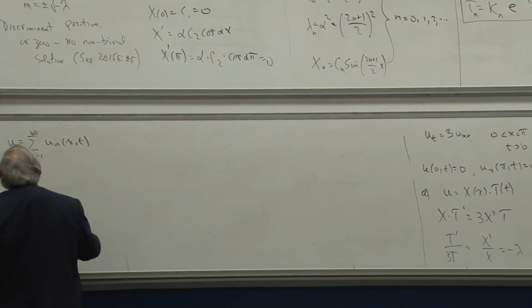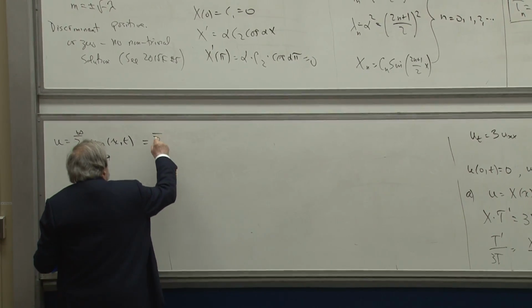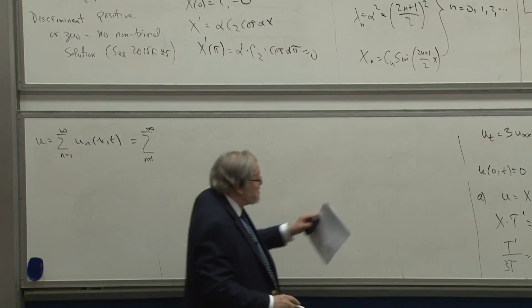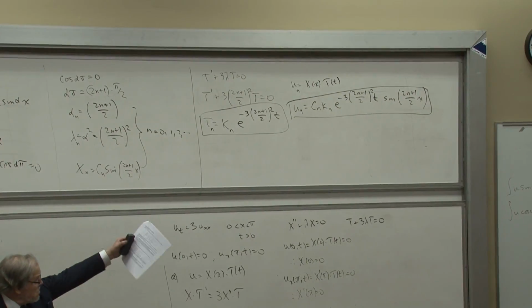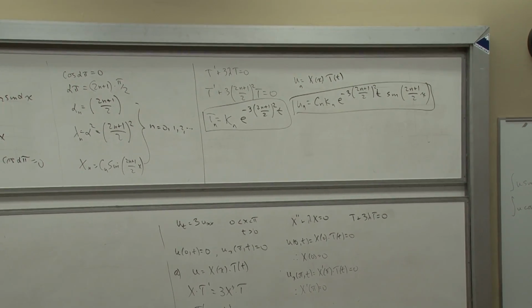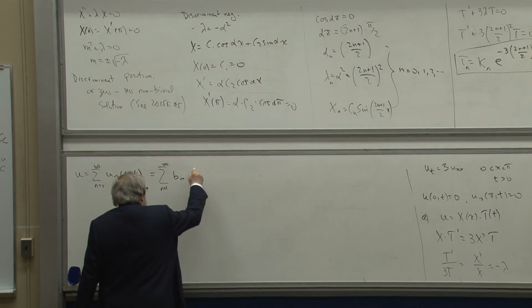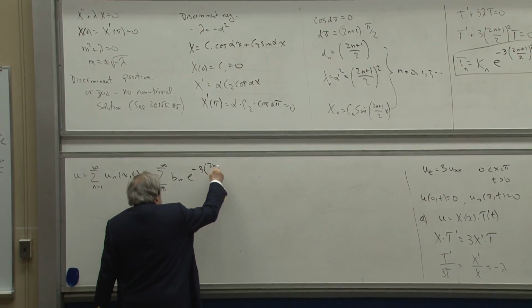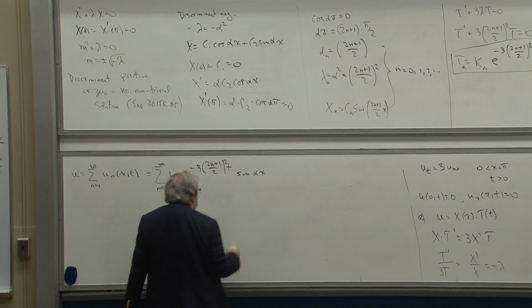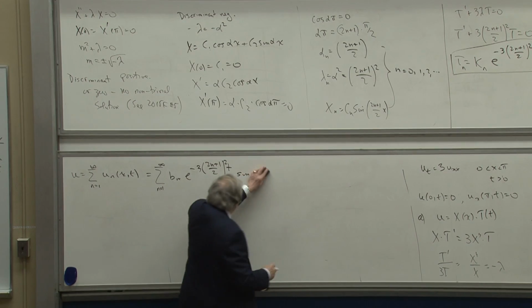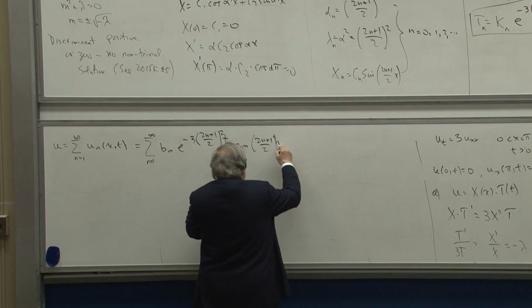And so formally, we write this down as the sum, 1 to infinity. Now c sub n times k sub n, I put it that way. The series here is sines, and so I'm going to write my coefficient as b sub n, e to the negative 3, (2n plus 1 over 2) squared t, sine of (2n plus 1 over 2) x.